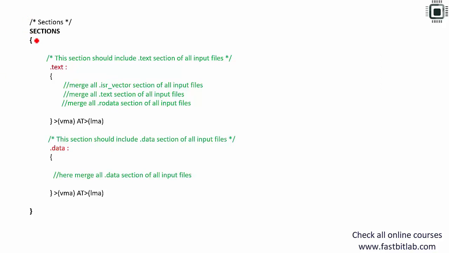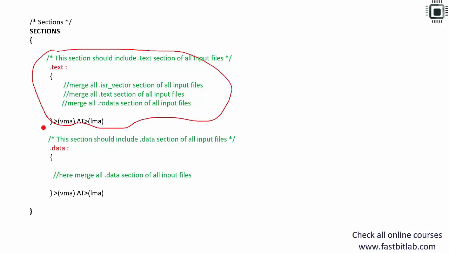So it all starts with the command keyword SECTIONS. This is a standard keyword. You have to write it in all capital letters. And after that, this is the body. The sections command is used to create different output sections in the output file. For example, in this case, the output file generated will contain two sections. One is the .text section and another one is the .data section.